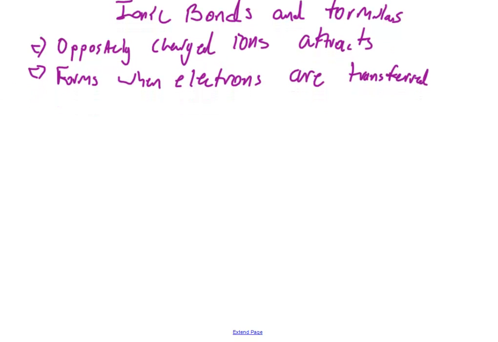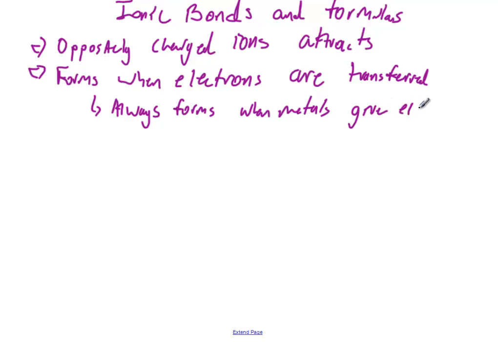You start with two elements. If it's an ionic thing, it's always going to involve metals and nonmetals. So this always forms when metals give electrons to nonmetals. Here's what we're going to do: we're going to pick a metal and a nonmetal, and see if we can figure out how they're going to get together.